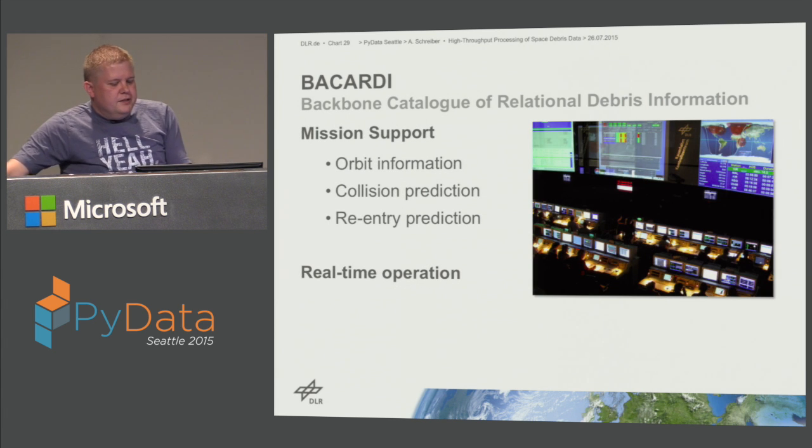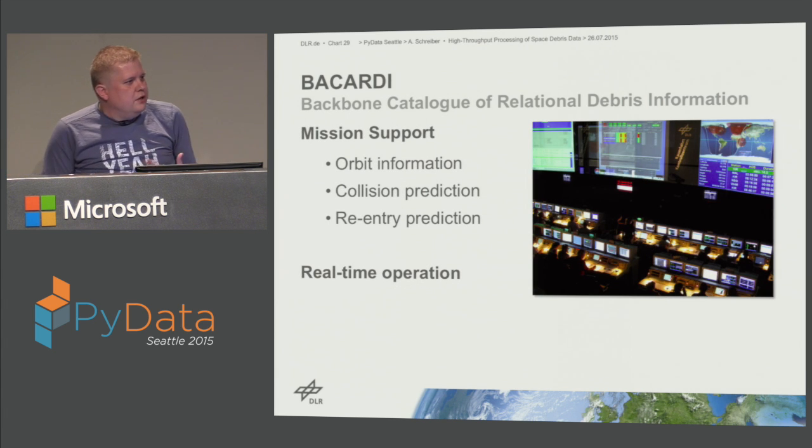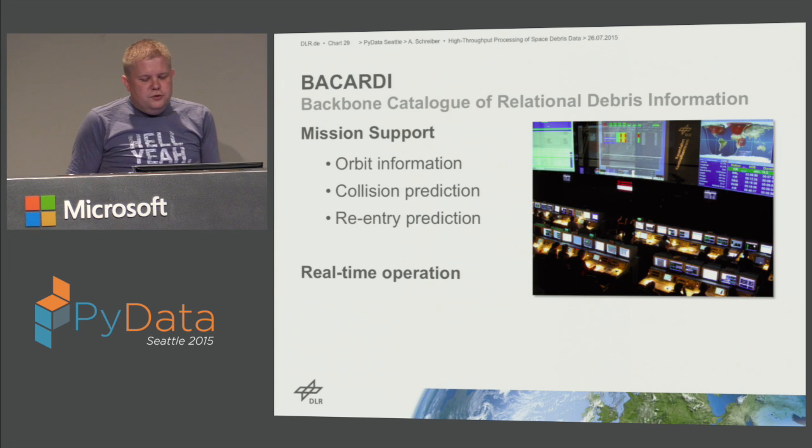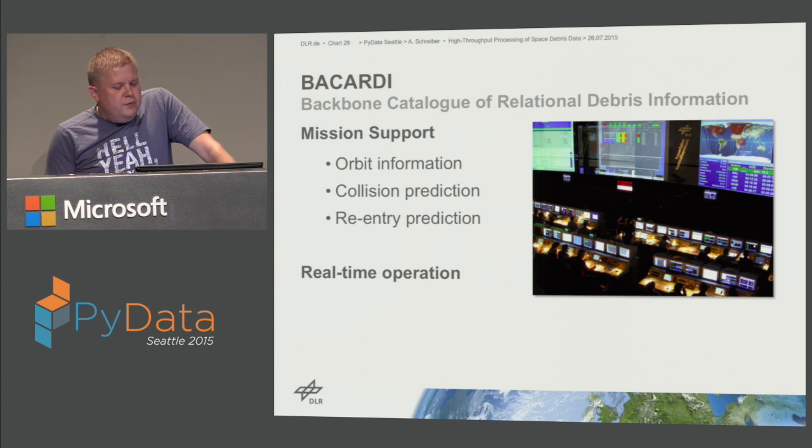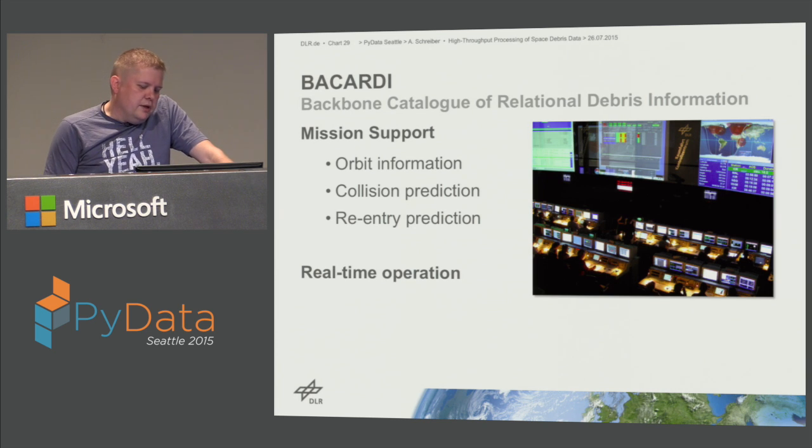Also, the BACARDI system must have mission support. It must be used to provide orbit information, collision detection, and re-entry prediction of particles, and this should be run in real time in the Space Operations Center. I think this is the one that we run in Munich, in Germany, where the software will run at the end of this year.